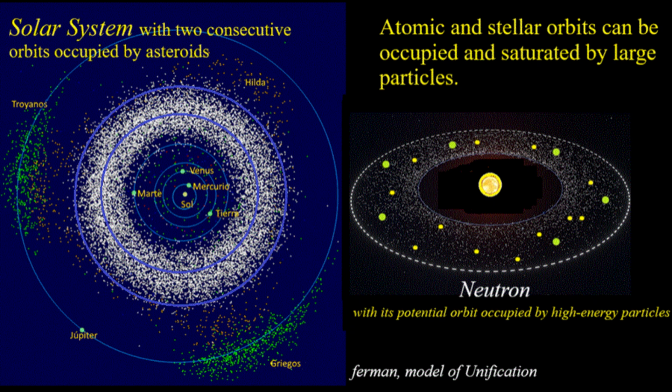Photoelectric effect and ultraviolet catastrophe within a unification framework. Structure, composition, and stability of positive electromagnetic orbits in atomic and stellar systems.